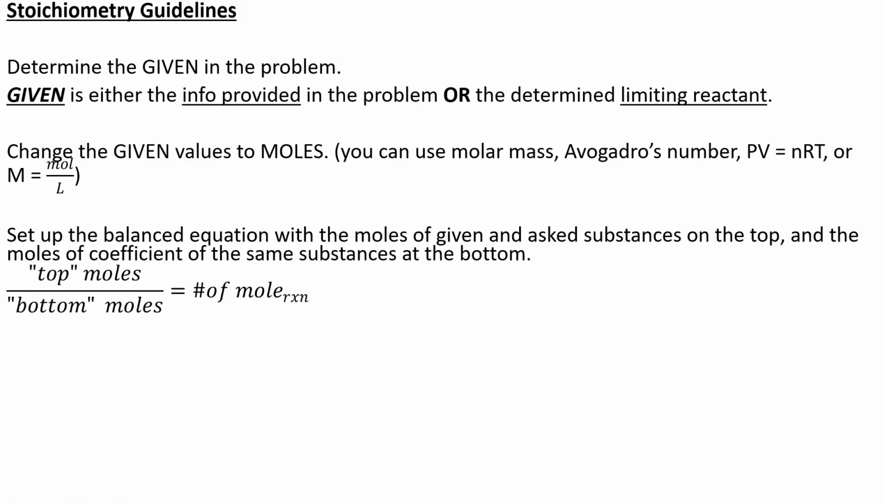The next thing we're going to do is set up the balanced equation with the moles of given and the asked substance on top, and the coefficients of the same substance on the bottom. It's basically the same thing as the moles of reaction being set equal to X over the coefficient for whatever it is we're looking for. And you solve for moles of what is asked in the problem. So basically you're solving for X.